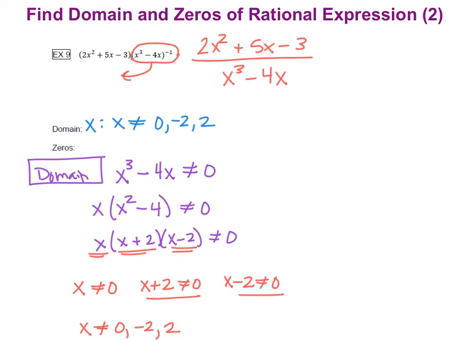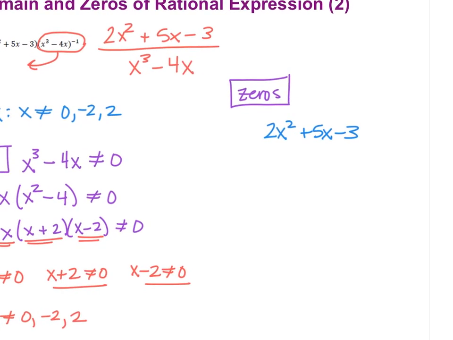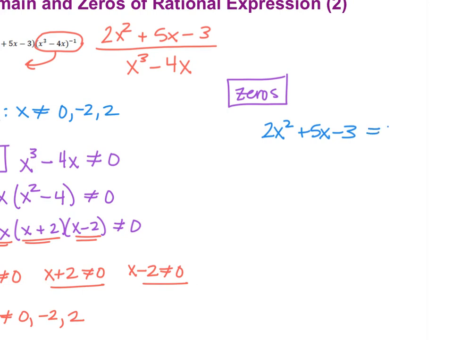Now let's talk about finding the zeros. I'll write it over here. The zeros of the function. So zeros of the function have to do with the numerator. So we take our numerator, this 2x squared plus 5x minus 3, and we say that this does equal 0. Because we want to know what values of x will make this whole numerator 0, because 0 divided by anything is 0. So basically it makes the entire function 0.